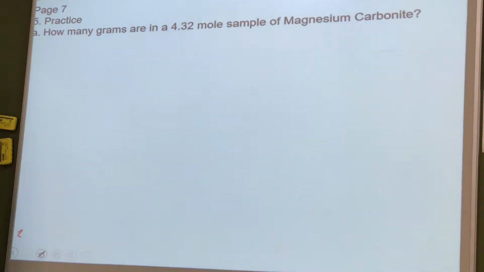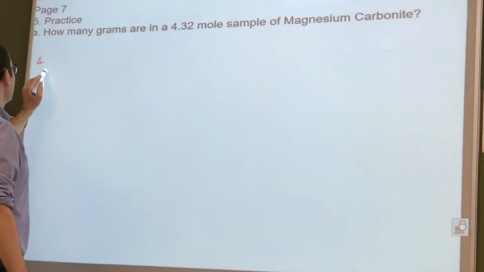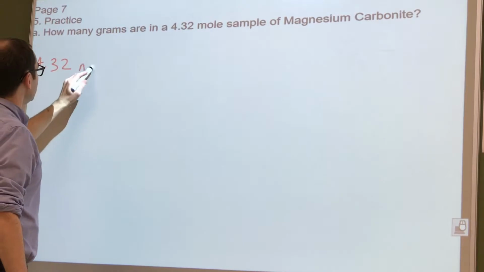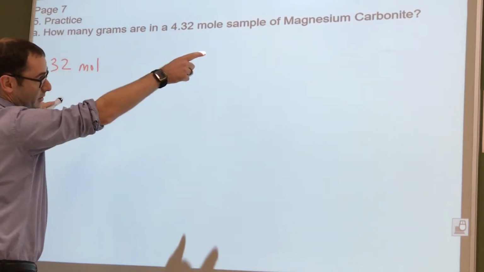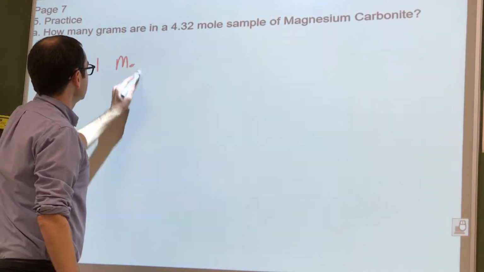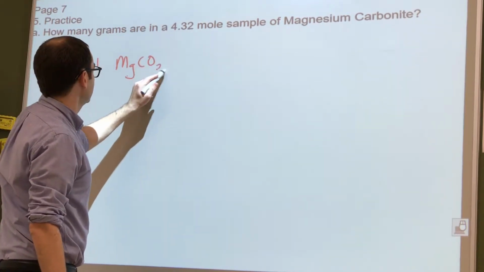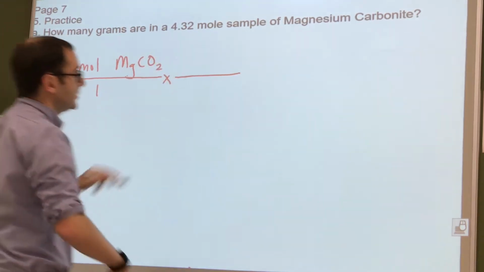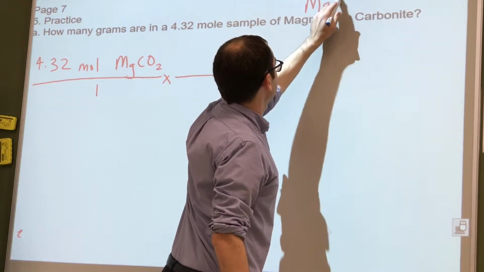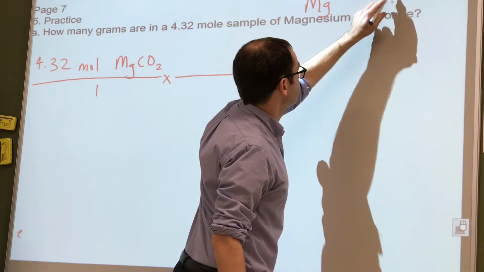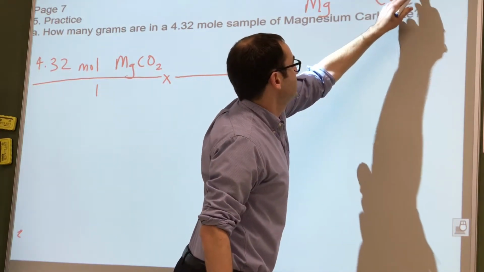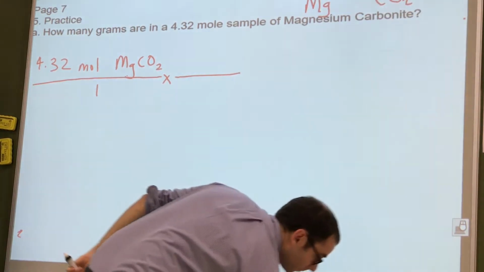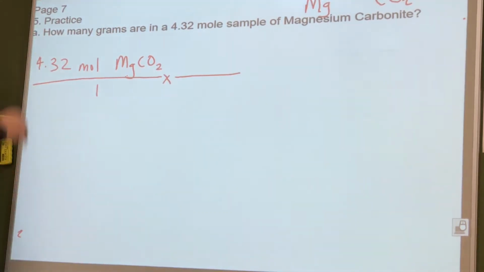First up, what do we start with? Given. Good. Okay, so 4.32 mole. We have to convert this, right? So it's going to be MgCO3. Magnesium is Mg 2+, and carbonate is CO3 2-. Okay, so that gives us this.